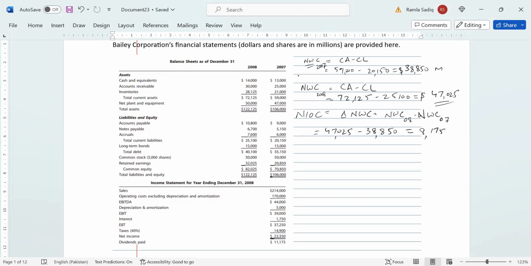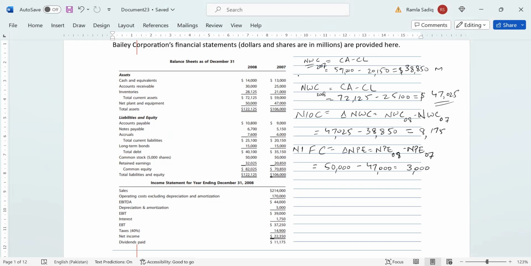Next, we want to calculate our net investment in fixed capital. To calculate it, we want to see the changes in our net plant and equipment. So net plant and equipment of 2008 minus net plant and equipment for 2007. 2008 is 50,000 and 2007 is 47,000. So that gives us 3,000 in net investment in fixed capital. We have two of our necessary values.